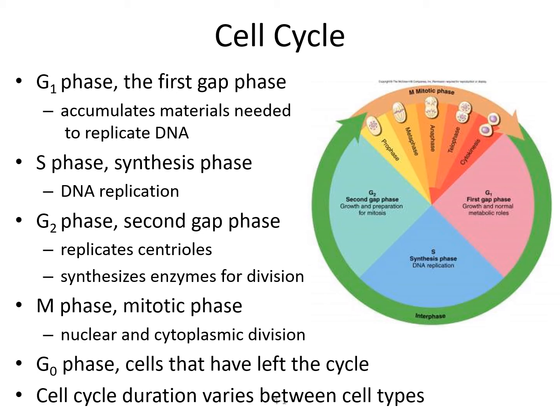So, some cells have pretty quick turnover rate, like our skin cells, for example, the cells that make up the lining of our stomach. Some cells, once they're mature, they don't actually undergo mitosis at all, like neurons within our central nervous system. And then there's everything in between as far as duration. So that is a quick review of the cell cycle.